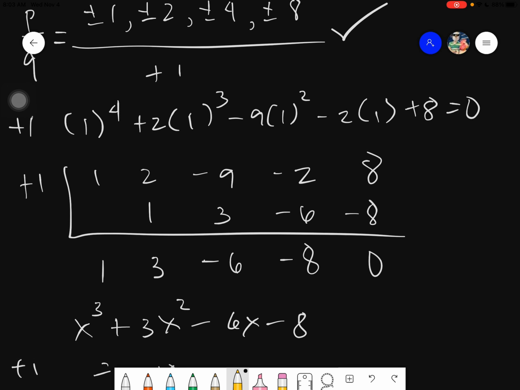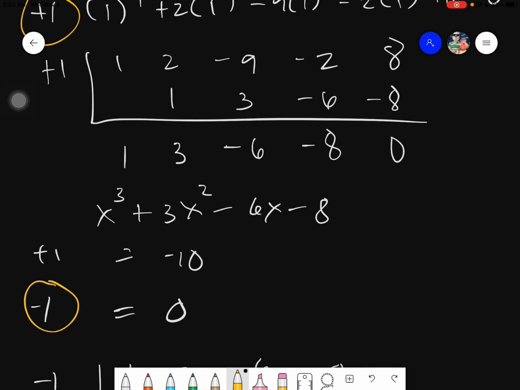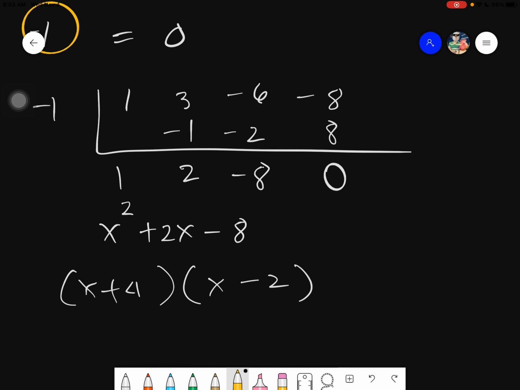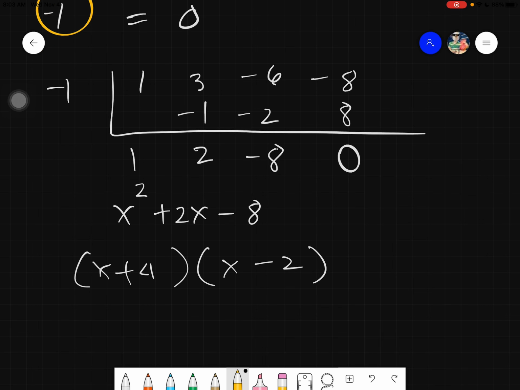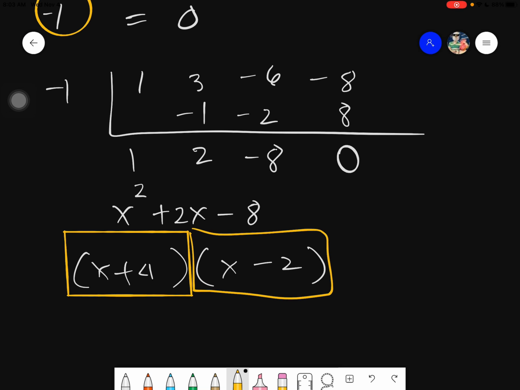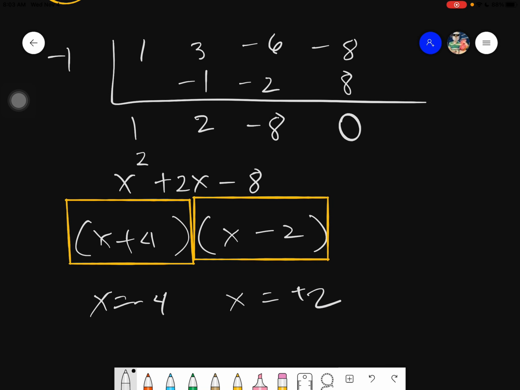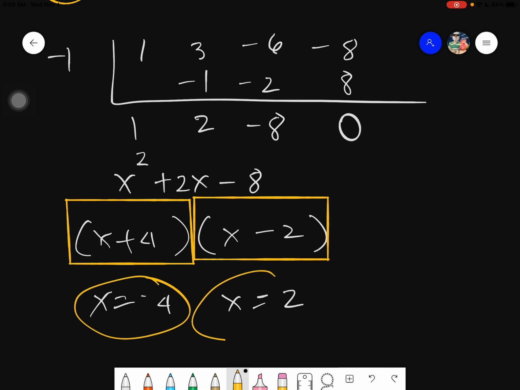Our zeros are, firstly, we have positive 1 here. So let me just circle that. Positive 1, negative 1. And then since we did not continue with the rational zeros theorem, we just use factoring. This would be our factors. And from the factors, we can also identify the zeros, giving us a zero of x is equals to negative 4 and x is equals to positive 2. Let me just write that down properly. Negative 4 and x is equals to positive 2. So this would be our zeros.